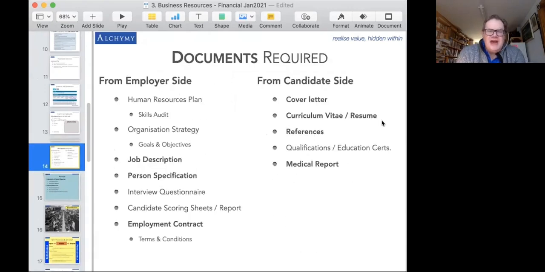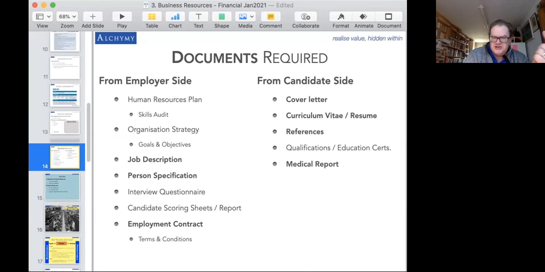The documents which help us through this hiring process are, we need some sort of skills plan, skills audit. What skills do we have? How does that fit within our overall human resources plan? What's our strategy? What are we trying to do? Because that shapes all decisions about who we need, etc. Then we need a job description. We absolutely have to get to a job description.